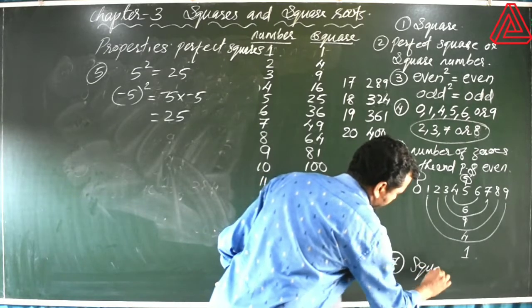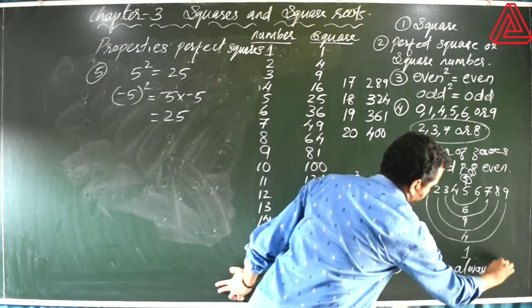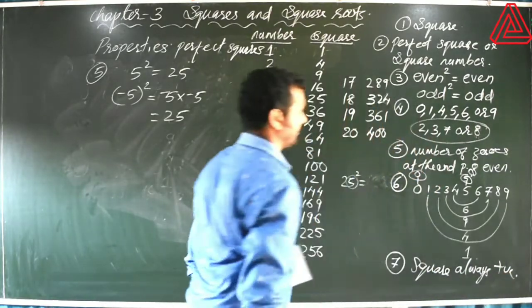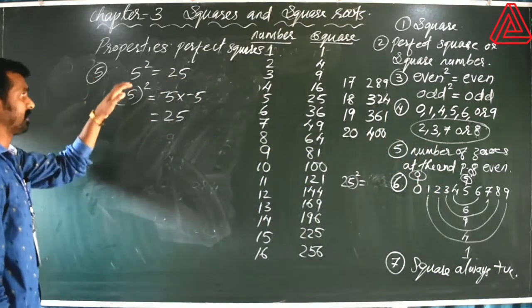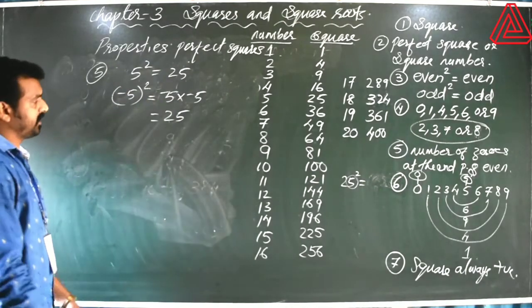Square is always positive. Square of any number, whether it is a positive number or a negative number, will always be positive.